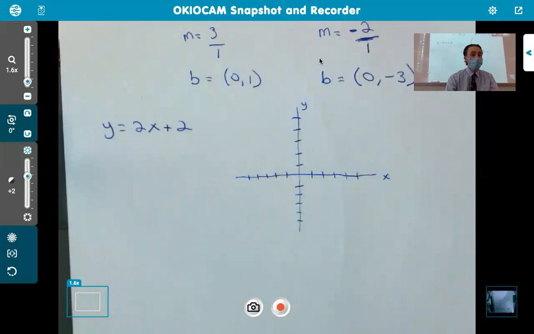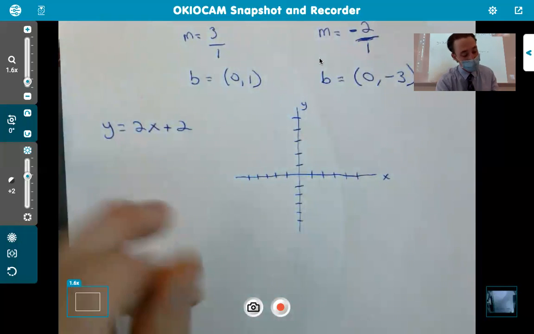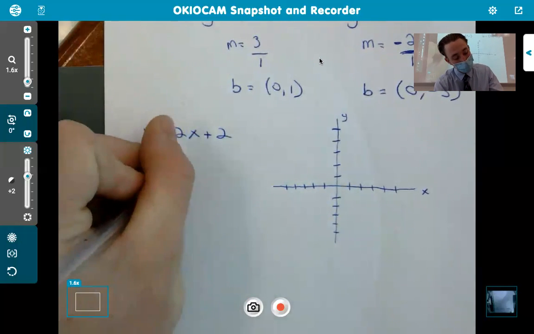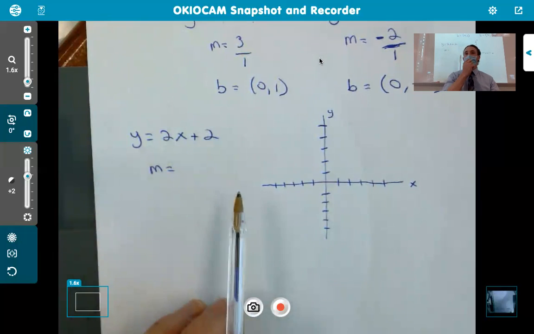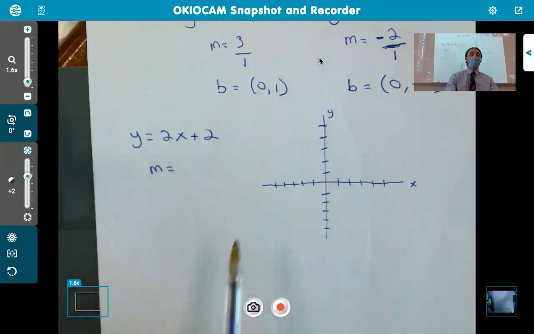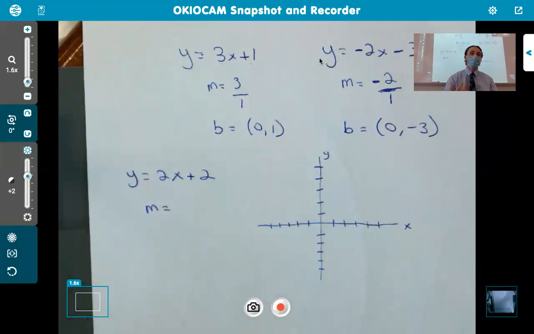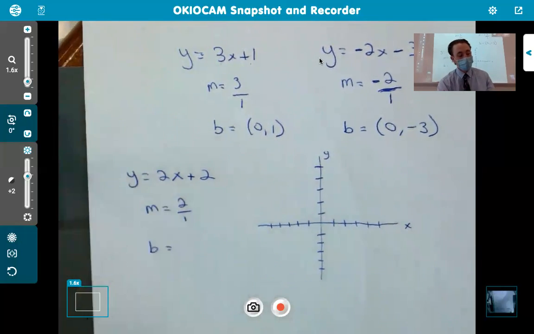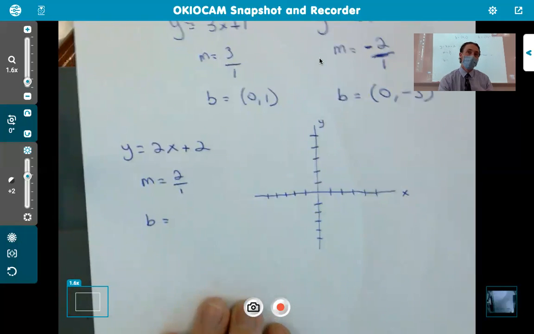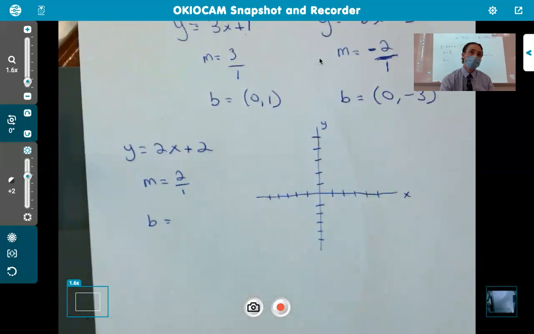First thing I want to do is identify my slope and my y-intercept. So what is my slope here? 2, it's just the number in front, so don't include the variable. And I want to write that how, not just 2, but 2 over 1. What's my y-intercept? Where is it crossing the y-axis, at what point? 2. And how would I write that as a point? (0, 2).